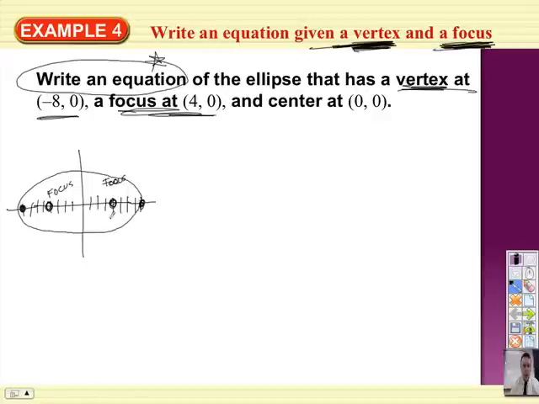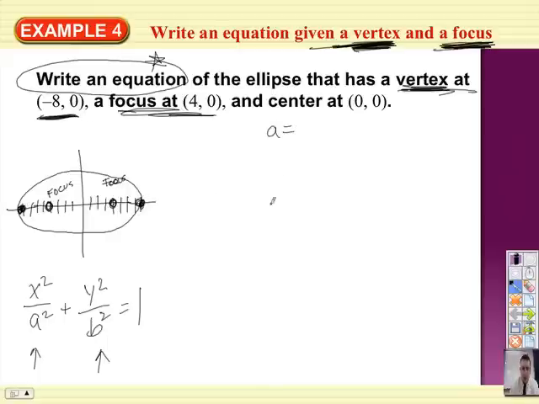So since the major axis is horizontal, we're going to say x squared over a squared plus y squared over b squared equals 1. Now, do they tell us a or b? That's what we're looking for. That's all we need for an equation, a and b. They do tell us a, right? Since they said the vertex is here, that means a is equal to, not -8, right? It's (-a, 0) and (a, 0). So a equals just 8.